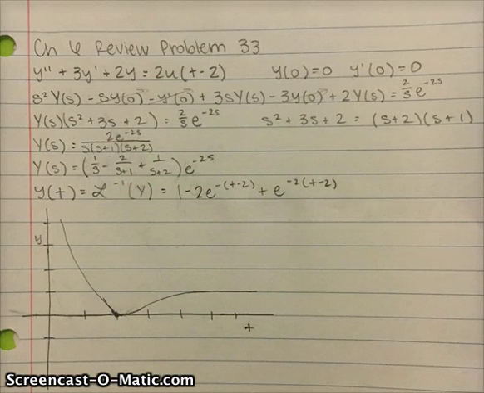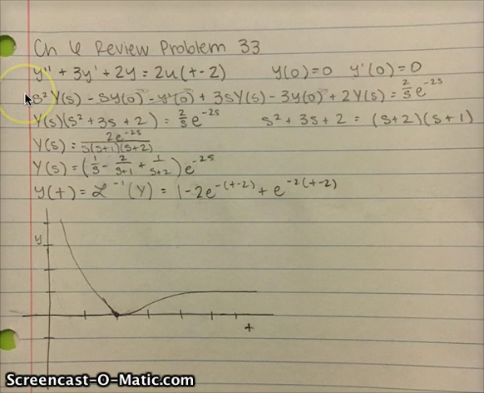Alright, for this standard I did Chapter 6 Review Problem 33, solved by the Laplace transform, showing the details and graphing the solution. So this is the equation for this problem with initial conditions y of 0 equals 0 and y prime of 0 equals 0.